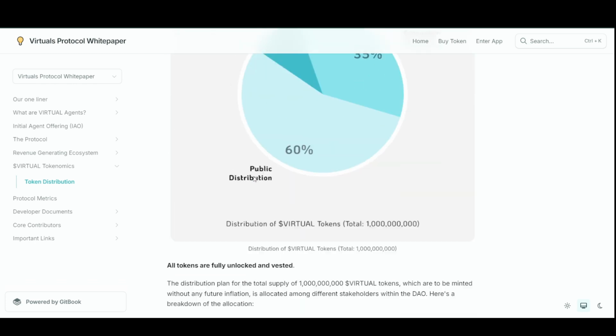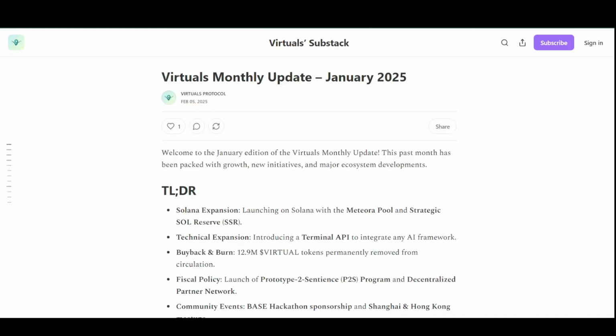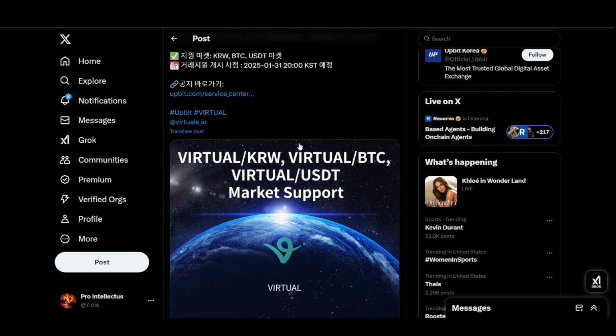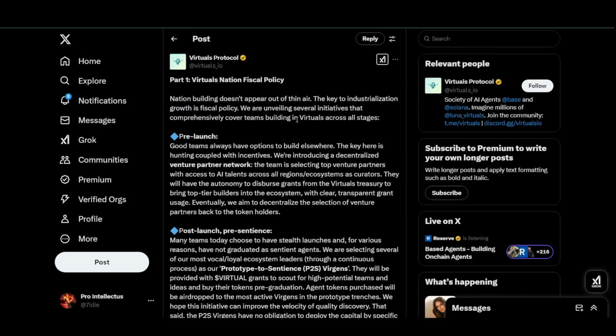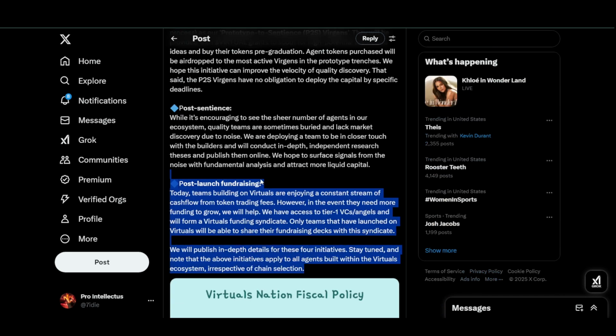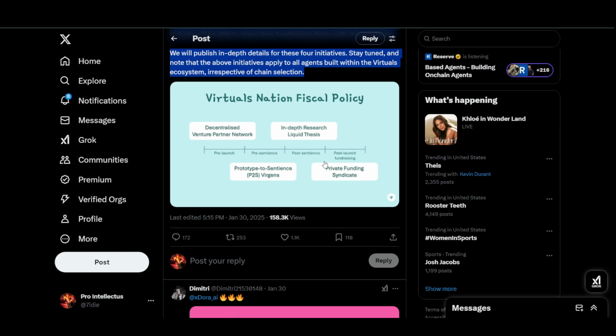So first of all, let's look at what is happening with virtual. They did secure a massive listing on Upbit Korea. Upbit is the biggest exchange in Korea, so they actually got the listing. That's pretty good for virtual. And they also have something called the virtual nation fiscal policy coming up, so they will release more data on this, but this is basically the flow diagram of how it is going to work.